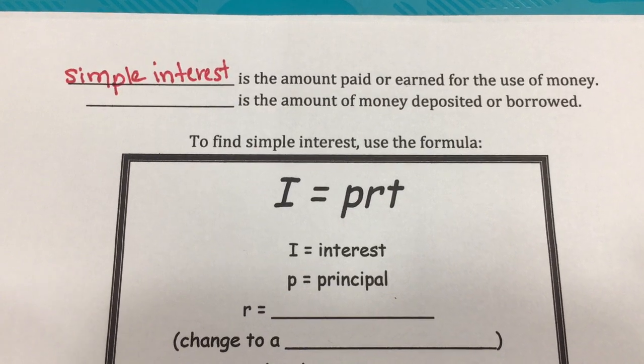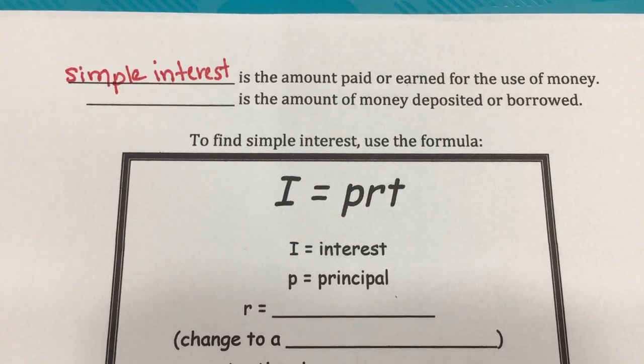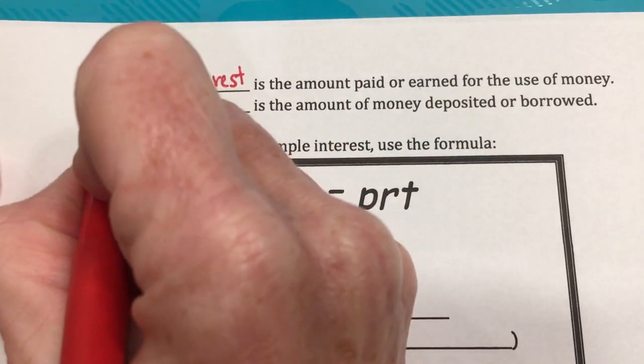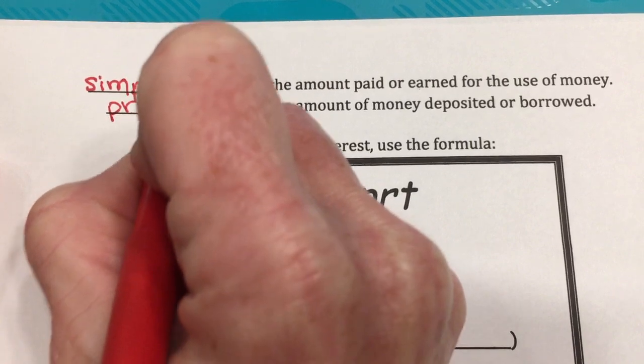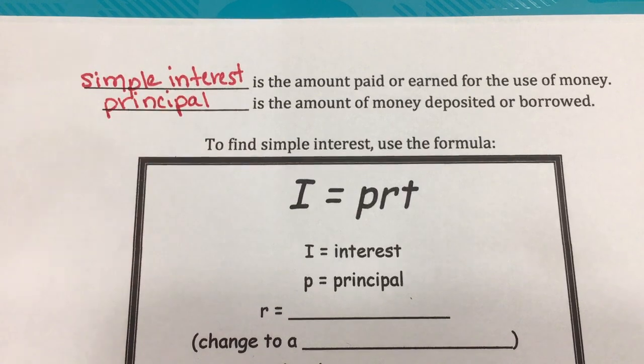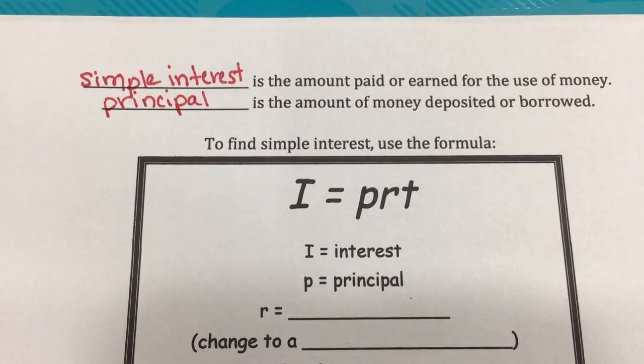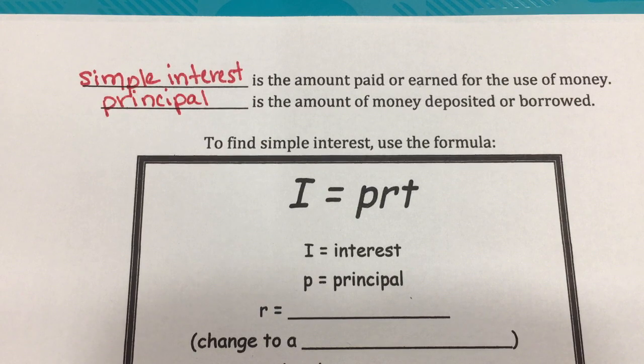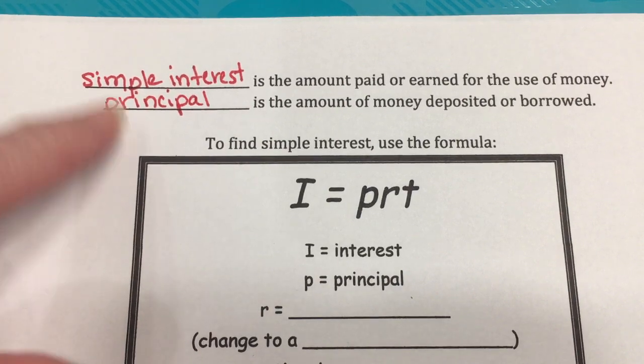All right, and then the amount of money that you borrow, say you borrow money to buy a car, your loan, that would be called the principal. So it's the amount that's being borrowed. It can also be the amount you deposit in the bank. So if you put $500 in your savings account, then that might be your principal. And we're going to use the principal to find the interest.